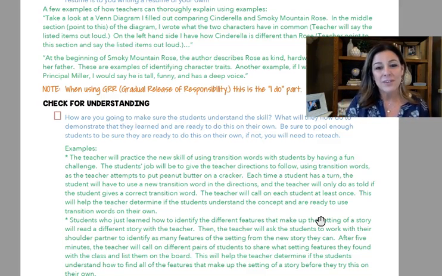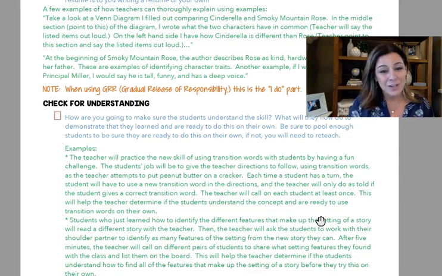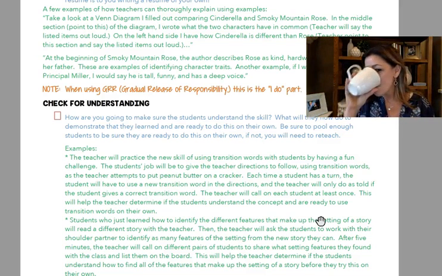So every student will have a turn to give the teacher a direction, but they have to use a transition word to get the peanut butter onto the cracker. So it's kind of a fun way to make practicing the new skill come to life and demonstrate it.